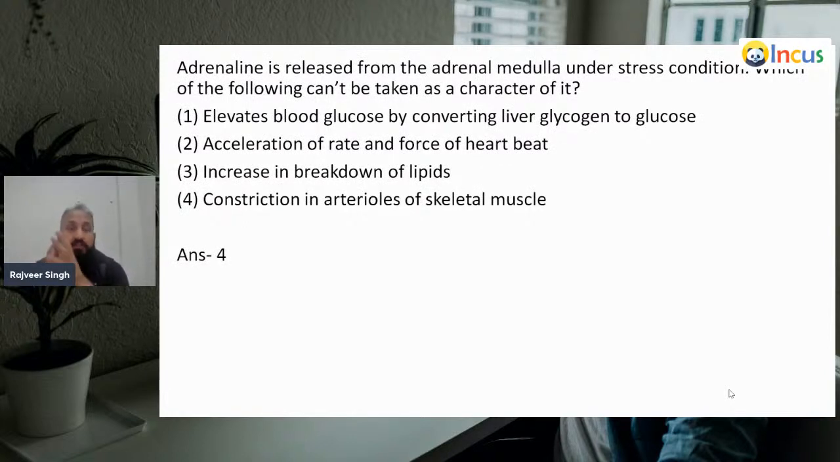Adrenaline is released from the adrenal medulla under stress conditions. Which of the following cannot be taken as a characteristic of it? Elevates blood glucose by converting liver glycogen to glucose, acceleration of the rate and force of heartbeat, increase in breakdown of lipids, constriction in arterioles of skeletal muscles. So the answer will be fourth. Constriction in arterioles of skeletal muscles is the right answer.